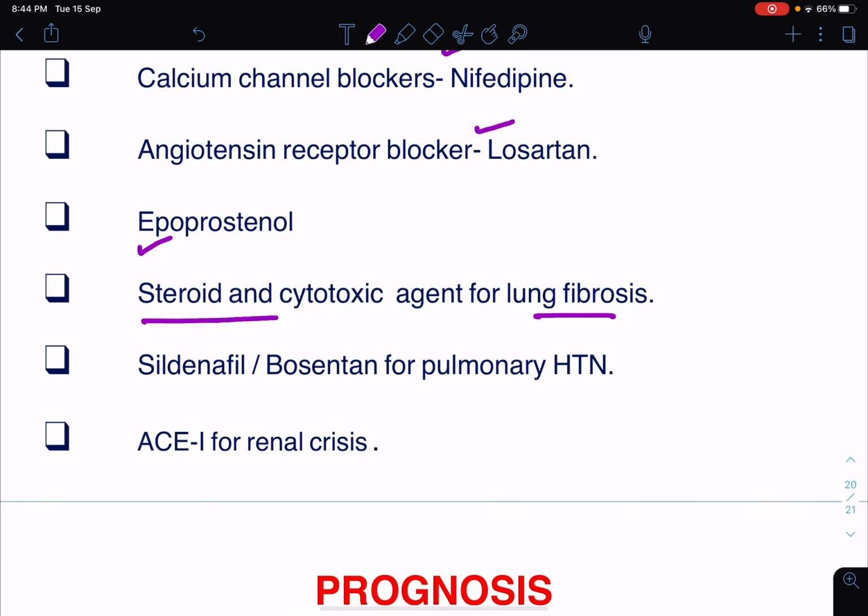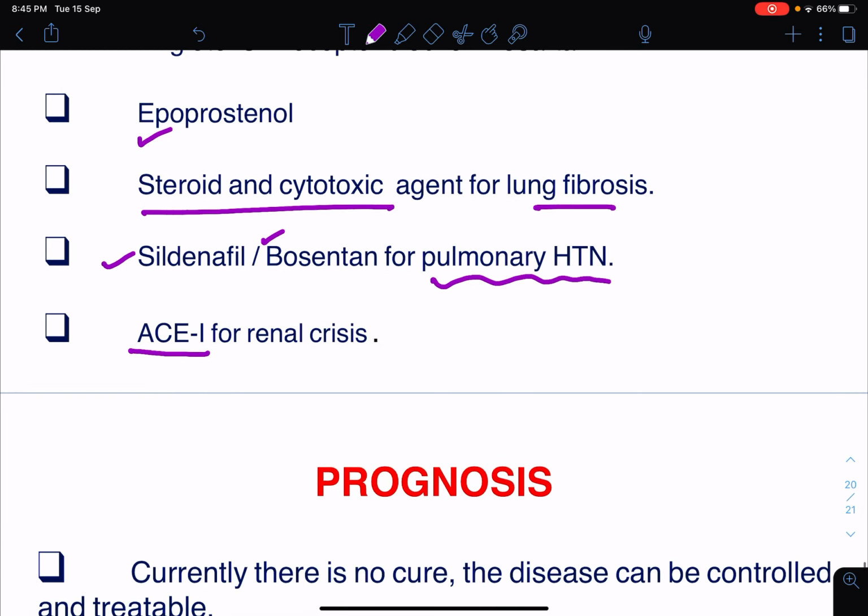For pulmonary hypertension, sildenafil, phosphodiesterase 5 inhibitor, or bosentan, this is endothelin receptor antagonist, this can be used. And ACE inhibitors, okay, angiotensin converting enzyme inhibitor, is used for renal crisis, which I have already mentioned that hypertensive crisis or renal crisis is a medical emergency. So in that case, ACE inhibitor should be used.